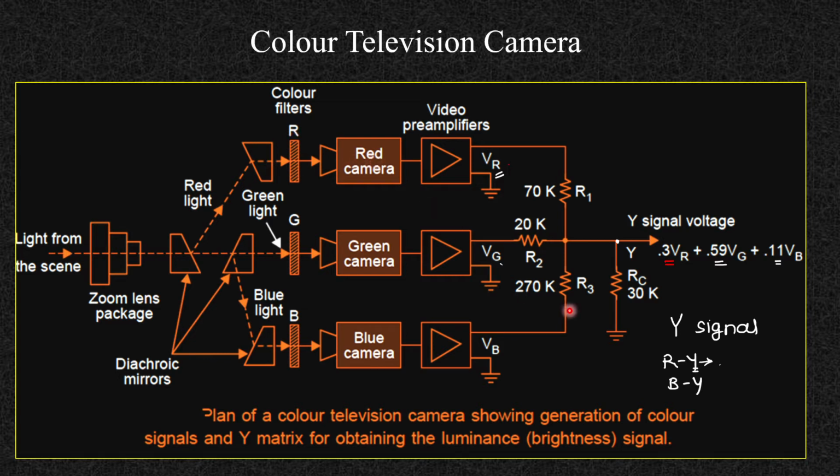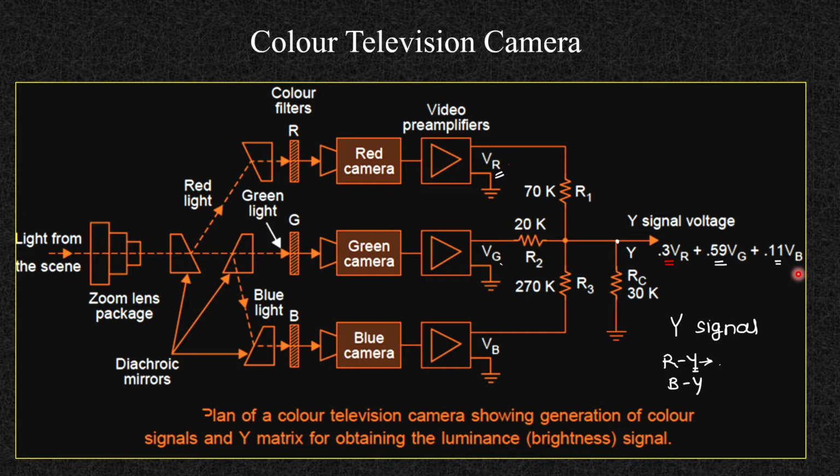Now, as we know, the luminance signal is nothing but 0.3R plus 0.59G plus 0.11B. They are scaled appropriately with resistors. So you can see here resistor 1, resistor 2, resistor 3 and resistor C, which will generate the final Y luminance signal, which is 0.3 VR plus 0.59 VG plus 0.11 VB, where VR, VG and VB are the respective voltages of the red camera, green camera and blue camera.